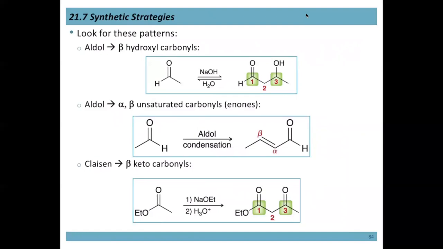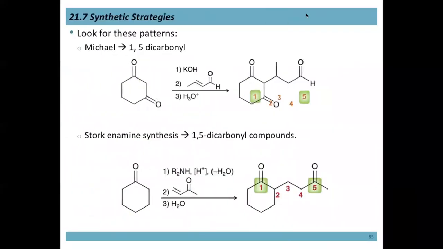So in the final lecture of this chapter, I'll talk about synthesis strategies. We'll review the reactions. Right now, just briefly, what that will entail is talking about this arrangement of functional groups. So beta hydroxycarbonyls come from aldol reactions. Alpha beta unsaturated carbonyls come from aldol condensations. Beta ketoesters come from Claisen reactions. This 1,5-dicarbonyl actually comes from Michael reactions, which we can also do by the Stork enamine.